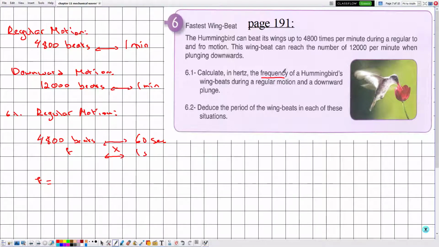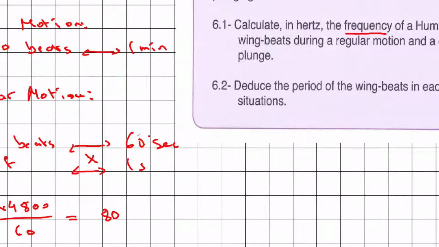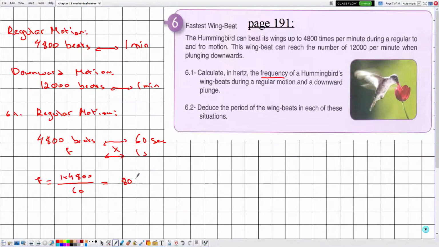1 multiplied by 4800 divided by 60, and this would be given by 80. And because everything is expressed in the SI, the value of f will be in the SI, which is Hertz. Let me say that this is f_R, where R stands for regular motion. Then the frequency f_R would be equal to 80 Hertz. Let me write here that during the regular motion, the frequency of the wings of the hummingbird is given by 80 Hertz.